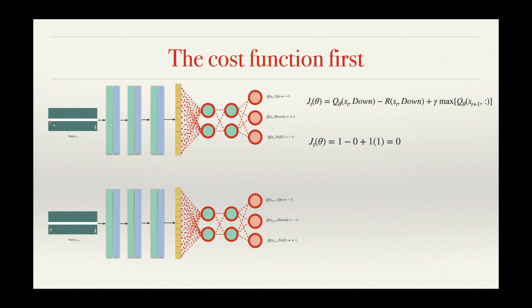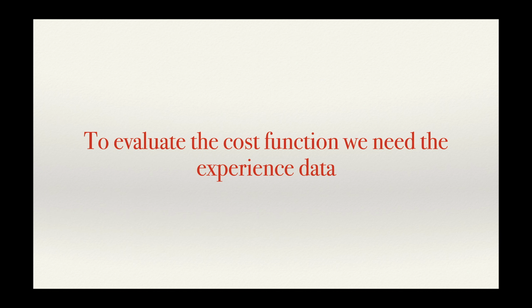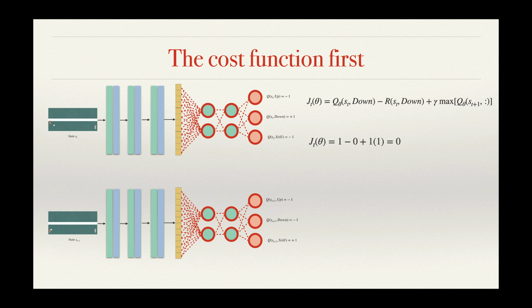So the cost function, for example, how the cost function is calculated. Let's say we have here the current state at time st. We apply the image of the current state on the convolution network and we get the Q values that the network thinks about the current state. So the network tells me, if you move up you get -1, if you move down you get 1, and if you stay still you get -1.